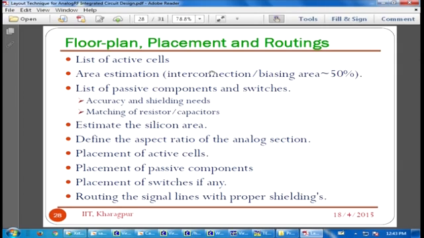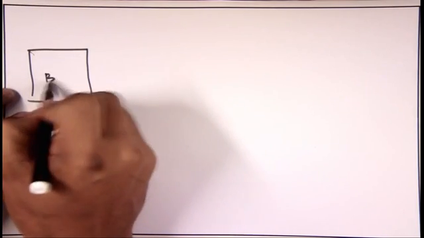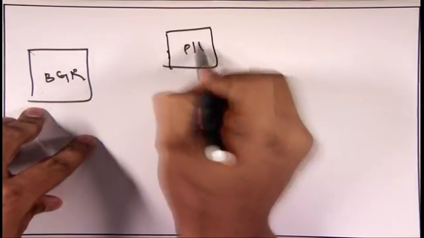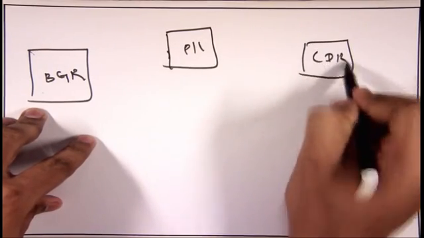And placement of passive components also: mainly capacitance should be placed not beside any high frequency component or power blocks. And placement of switches, if any, and routing of signal lines with proper shielding. Here it's a very important thing, how to shield the power lines and how to shield the clock lines, I will say. This is suppose BGR, this is BGR. So here your PLL is there, suppose CDR, your serializer.